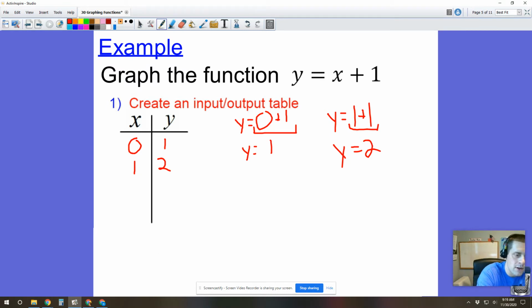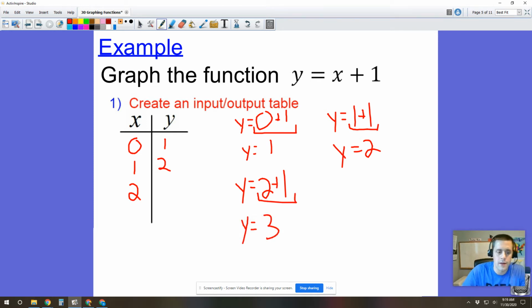Another input value, I'm just going to go right down the row. Nice, easy numbers to work with. Now I'm using an input value of 2, an x value of 2. So take that 2, substitute it into x. y equals 2 plus 1 when I substitute that in. Now performing my calculation, 2 plus 1, I get y equals 3. So when x equals 2, y will equal 3.